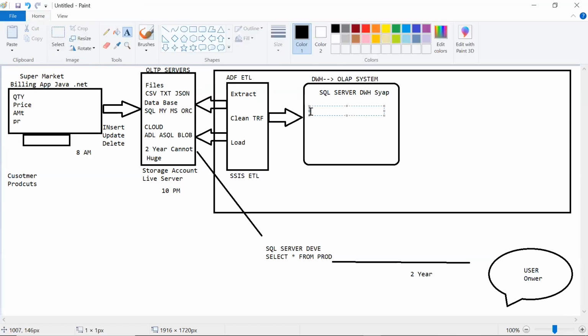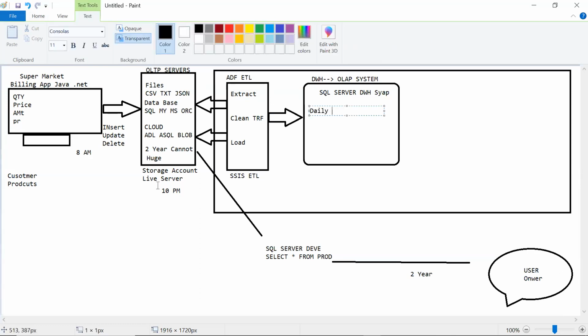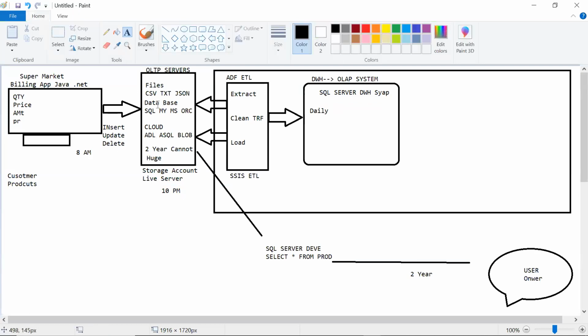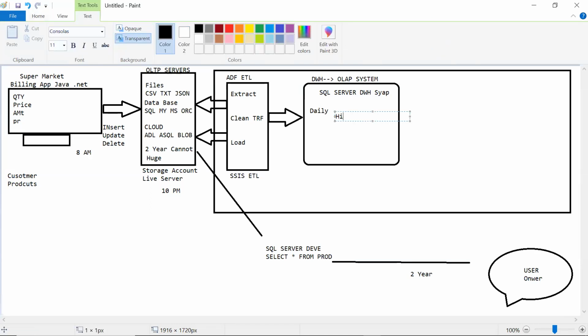So on a daily basis, once the store closes at 10 p.m., there are no transactions happening. No operations like insert or delete are performed. It is an idle system. Then we extract the data from here and load it on a daily basis. And here we maintain only historical data, readable data, analysis data. We don't perform any write operations here. We only do read operations.